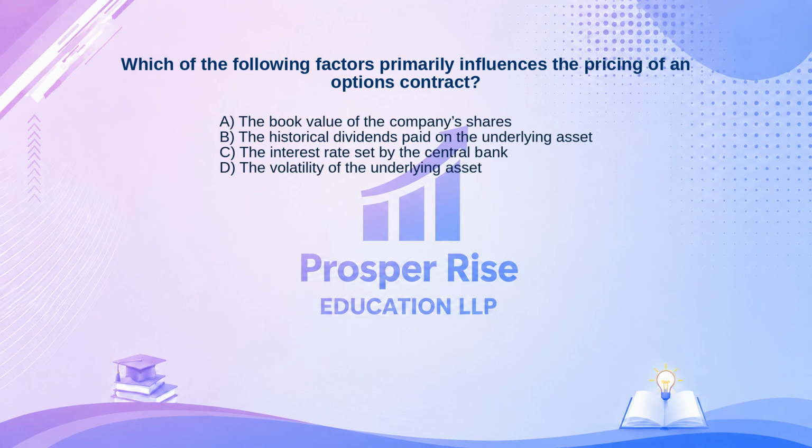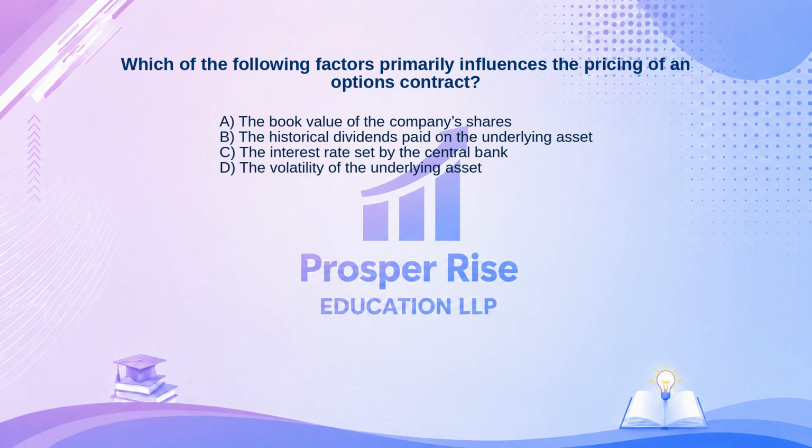Here are your options. A. The book value of the company's shares. B. The historical dividends paid on the underlying asset. C. The interest rate set by the central bank. Or D. The volatility of the underlying asset.